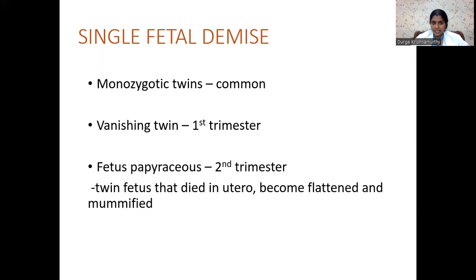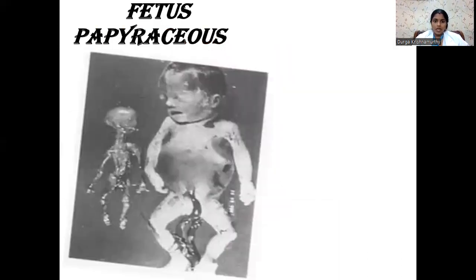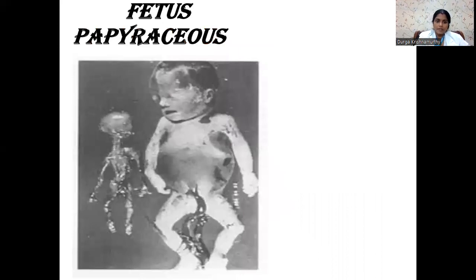If it happens in the second trimester, the baby becomes very small and crowded and gets attached to the uterus and the membranes, called fetus papyraceus. Twin fetus that died in utero becomes flattened and mummified. As you see here, this is a baby which is fetus papyraceus.